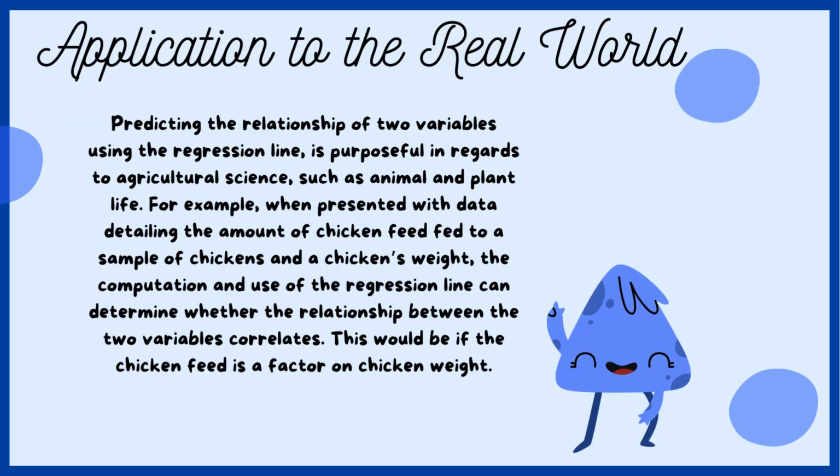Application to the real world. Predicting the relationship of two variables using the regression line is purposeful in regards to agricultural science, such as animal and plant life. For example, when presented with data detailing the amount of chicken feed fed to a sample of chickens and a chicken's weight, the computation and use of the regression line can determine whether the relationship between the two variables correlates. This would be if the chicken feed is a factor on chicken's weight.